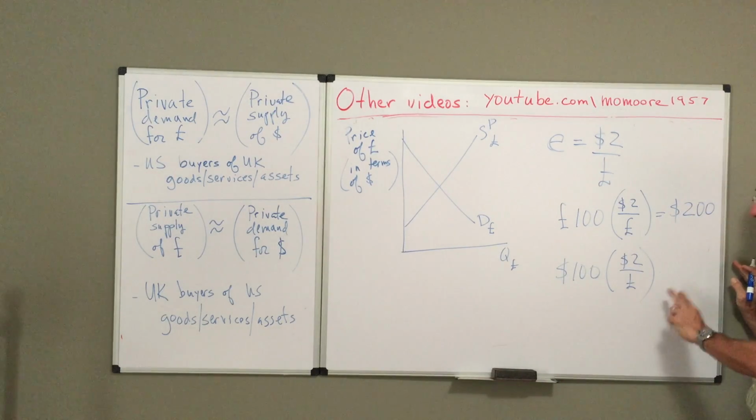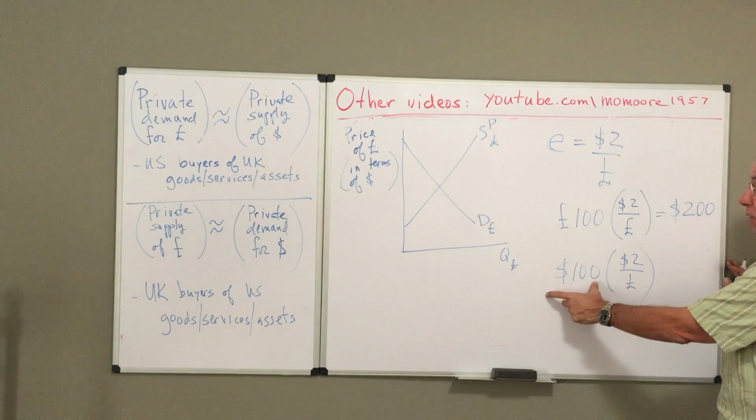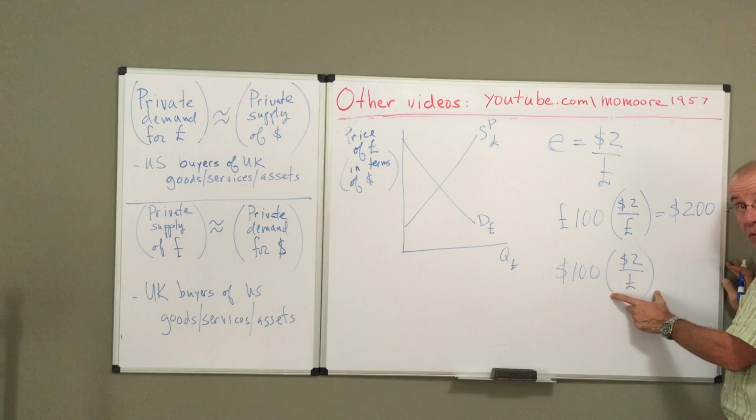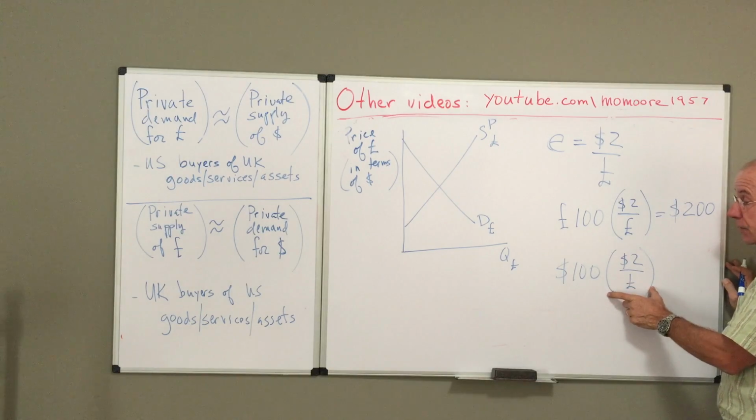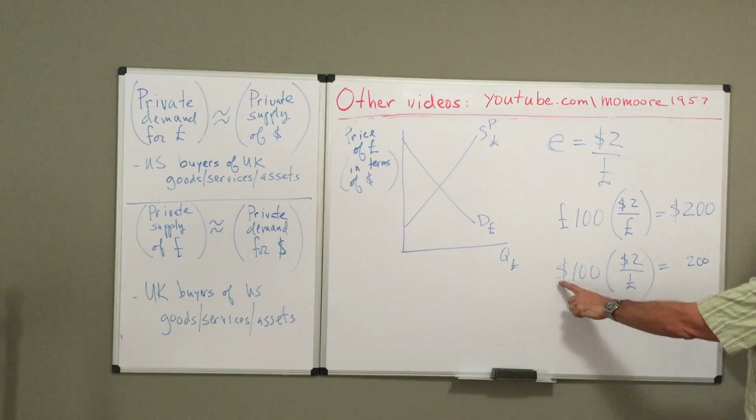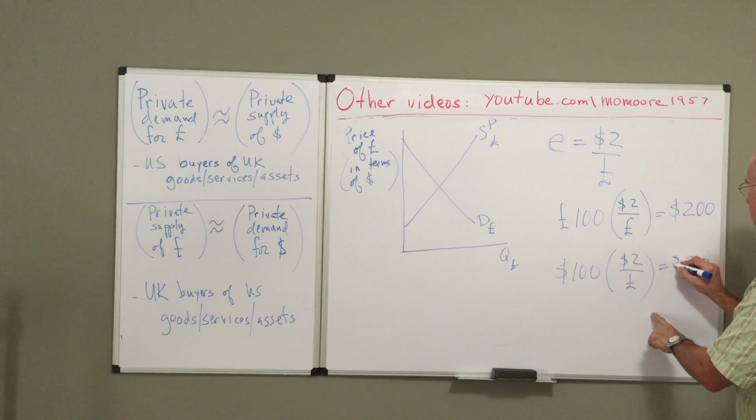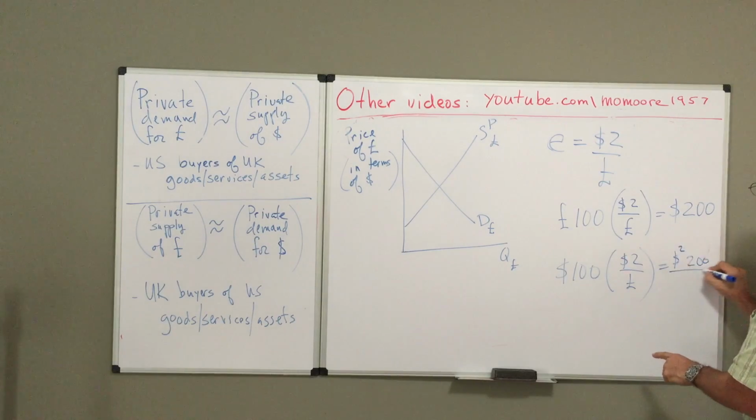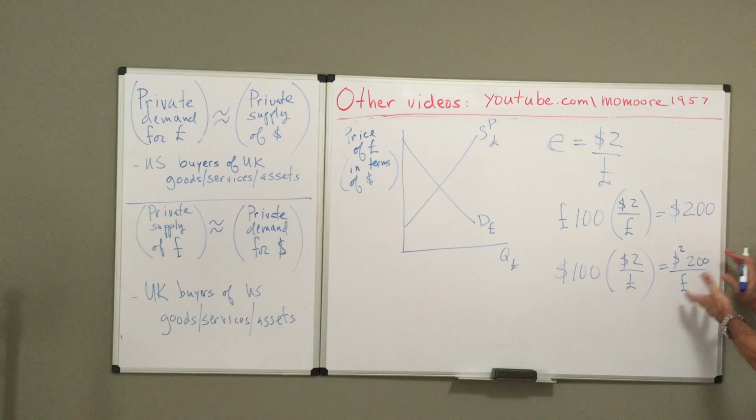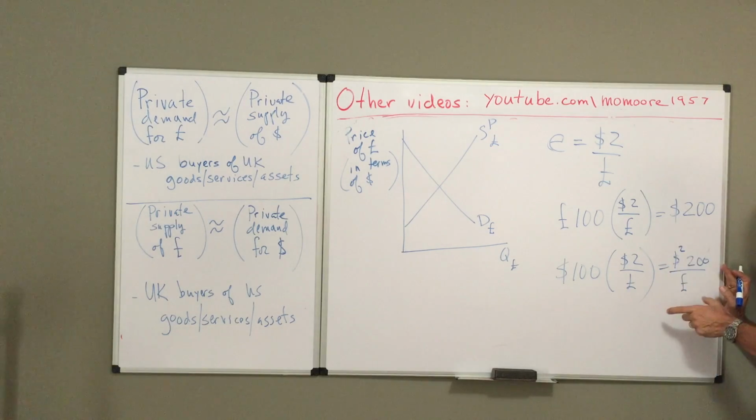So, what we have here is that if you try and convert the $100 into pounds using this multiplication, what you're left with is 200, okay, dollars squared over pounds. Now, that may mean something to you, but it doesn't mean a thing to me. There's clearly something wrong here.